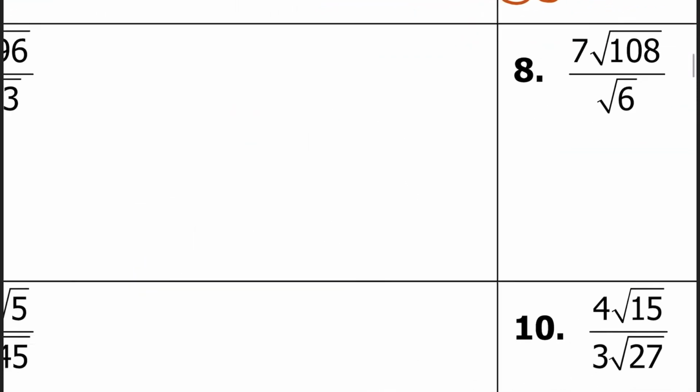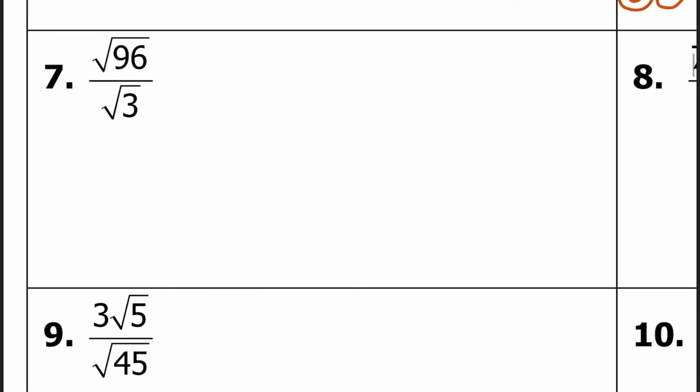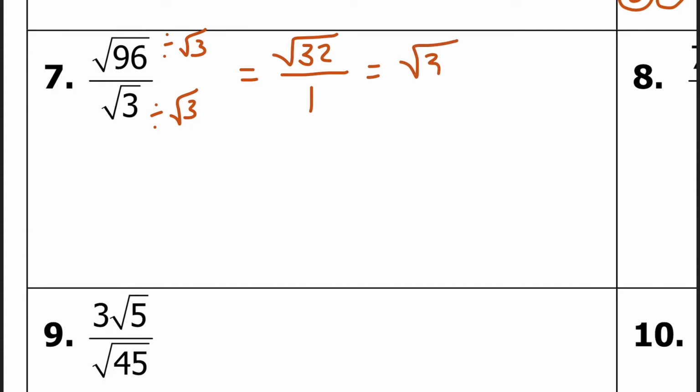Let's take a look at number 7. Square root of 96 and square root of 3. I know that 3 does go into 96 because 3 goes into 9 and 3 goes into 6. So I'm going to simplify by dividing by square root of 3. Remember, if you're going to simplify a radical, you have to divide by a radical, not just divide by a regular number. So you don't just divide by 3, you divide by square root of 3. So 3 into 96 is 32. So this is square root of 32. And square root of 3 divided by the square root of 3 is 1. So this is just square root of 32. And let's see if we can break it down.